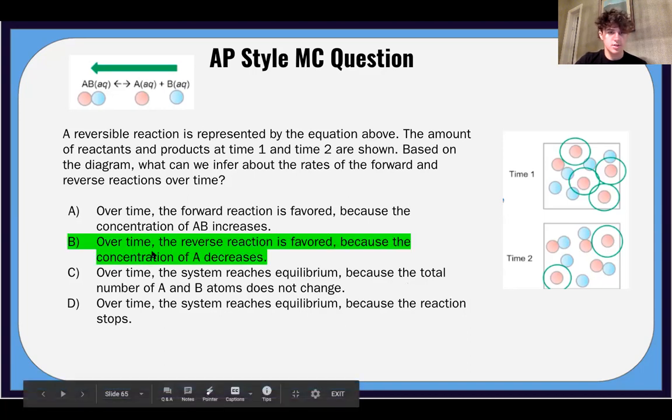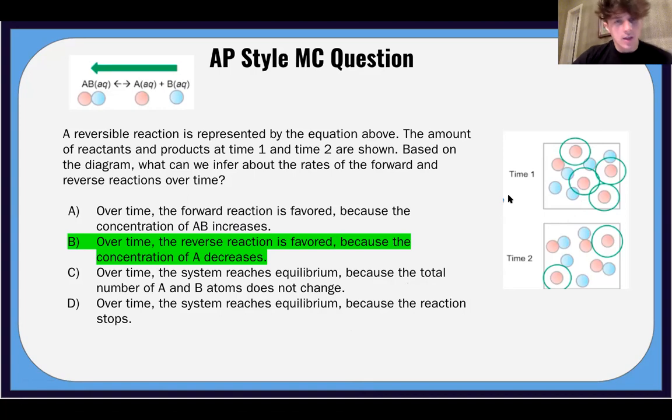The answer is B. Over time, the reverse reaction is favored because the concentration of A decreases. And this is shown in the diagram here with the times, because if you look at how many A and B to AB, the ratio changes and the concentration of A decreases, showing that the reverse reaction is favored.